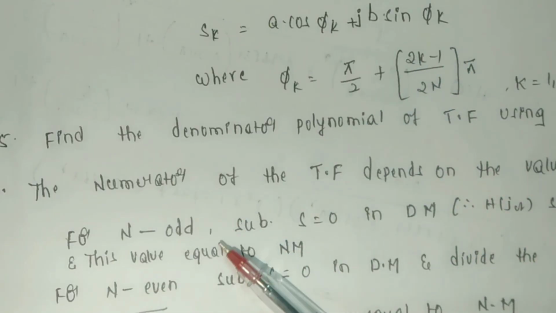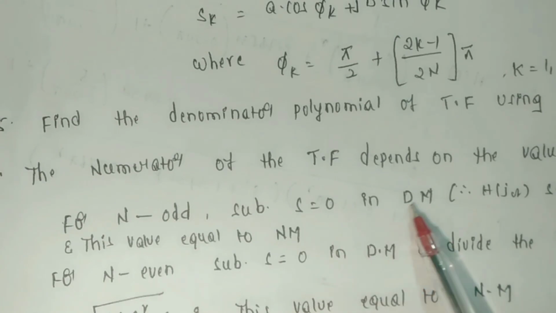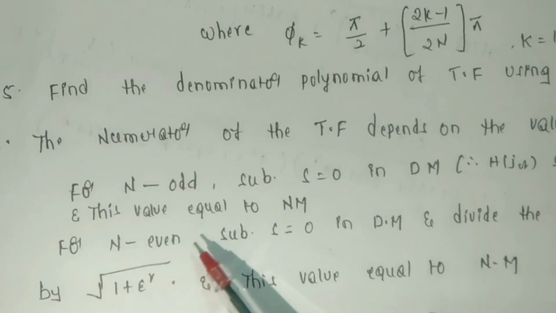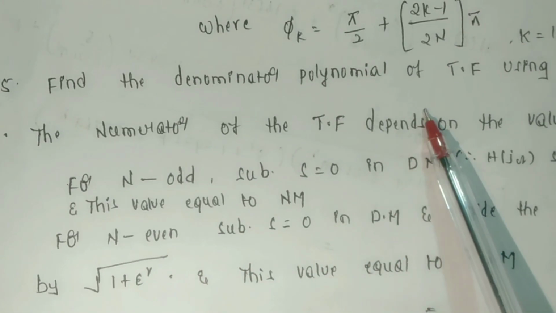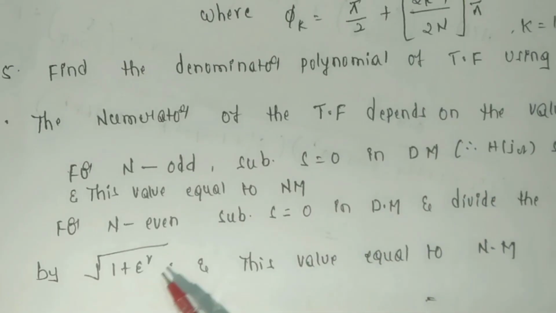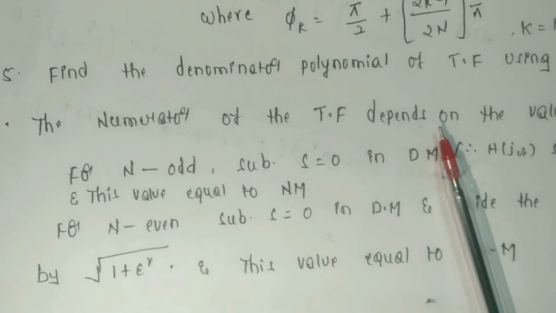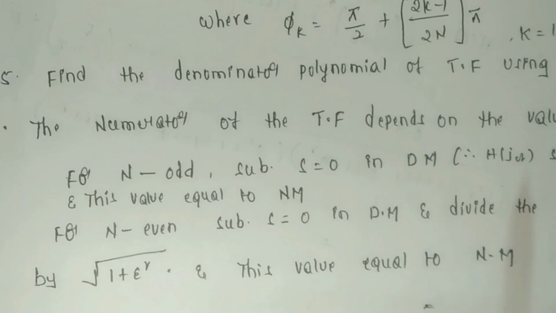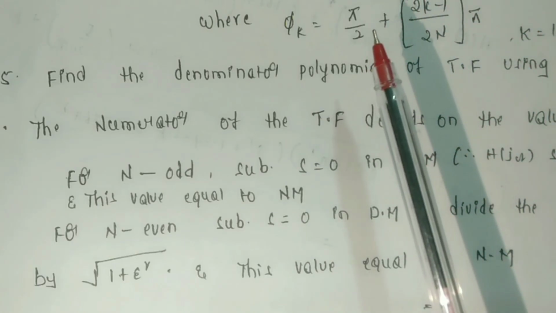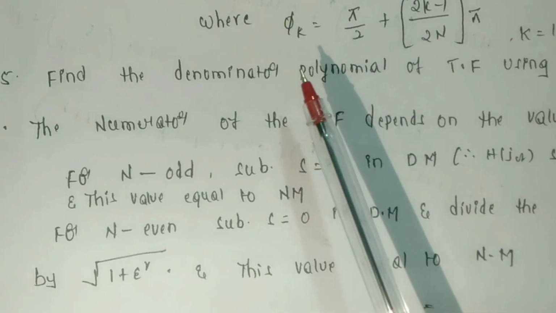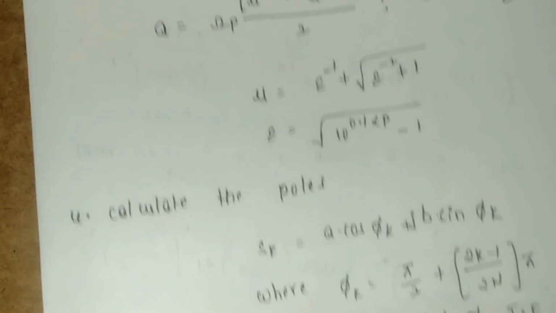If the order value is odd, then you simply substitute s equal to 0 in the denominator and leave it. And if the order value n is even, then substitute s equal to 0 in the denominator equation and then divide the result by the square root of 1 plus epsilon square. So this is the procedure you have to remember for solving Chebyshev filter design problems. Once again, in conclusion: first you have to calculate the order, next you have to calculate the poles, next the denominator function, and next the numerator function.